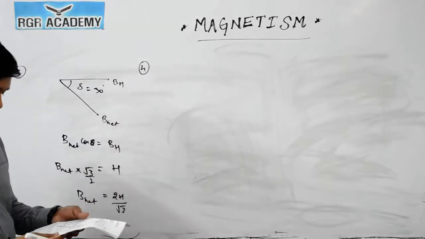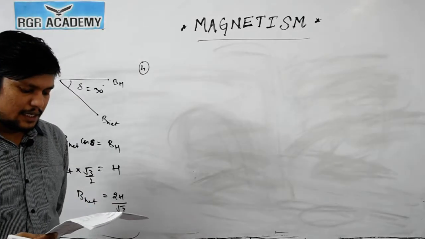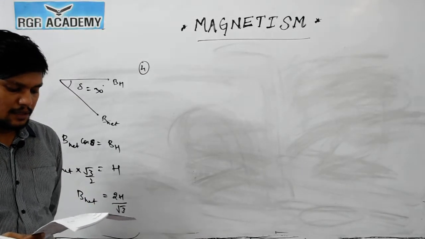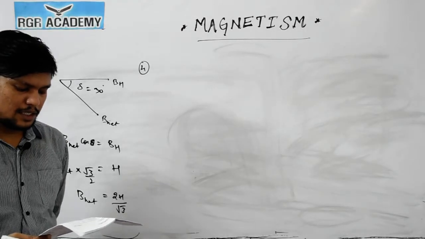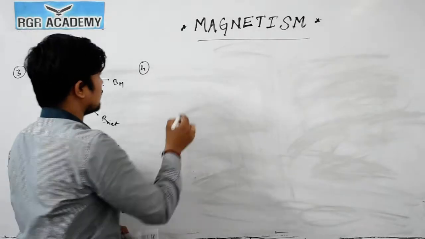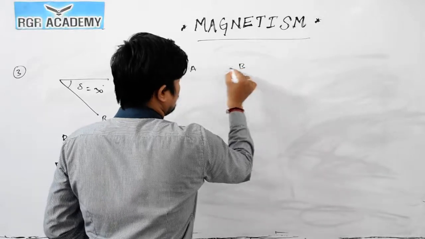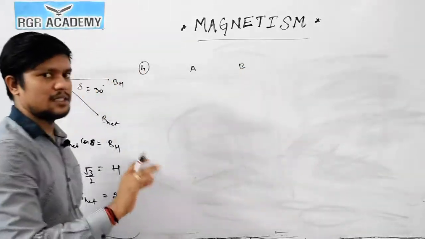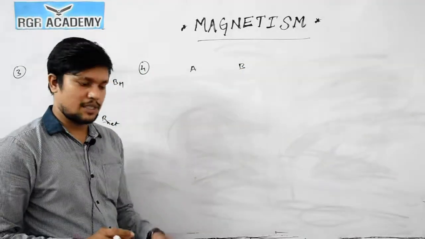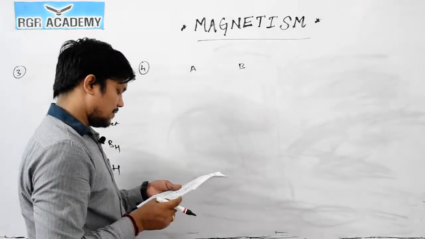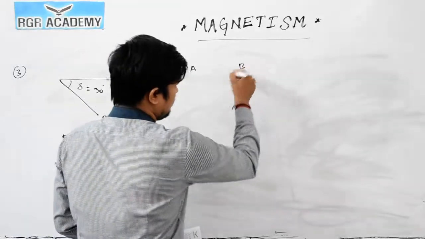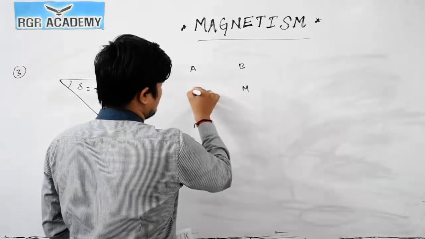So magnets A and B are geometrically similar, but the magnetic moment of A is twice that of B. Two magnets are given, A and B. Geometrically similar means their length as well as dimensions are the same. But the magnetic moment of A is twice that of B. So if I consider the magnetic moment of this as m, then for this it will be 2m.